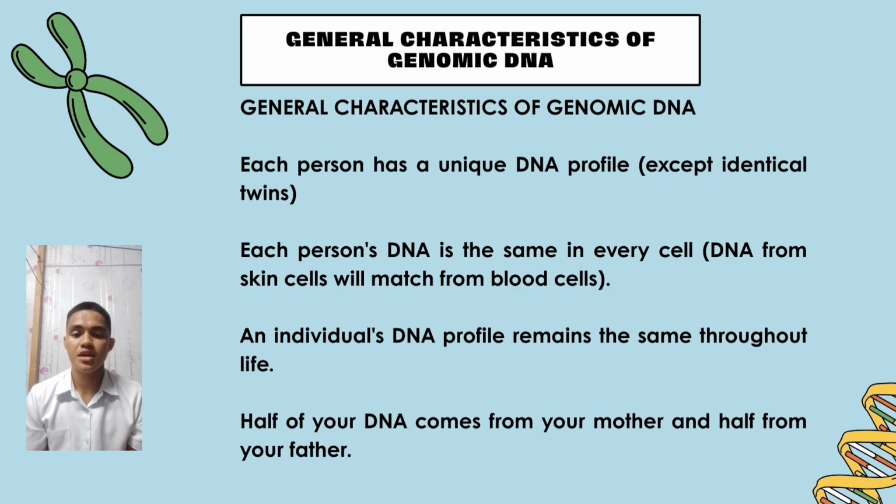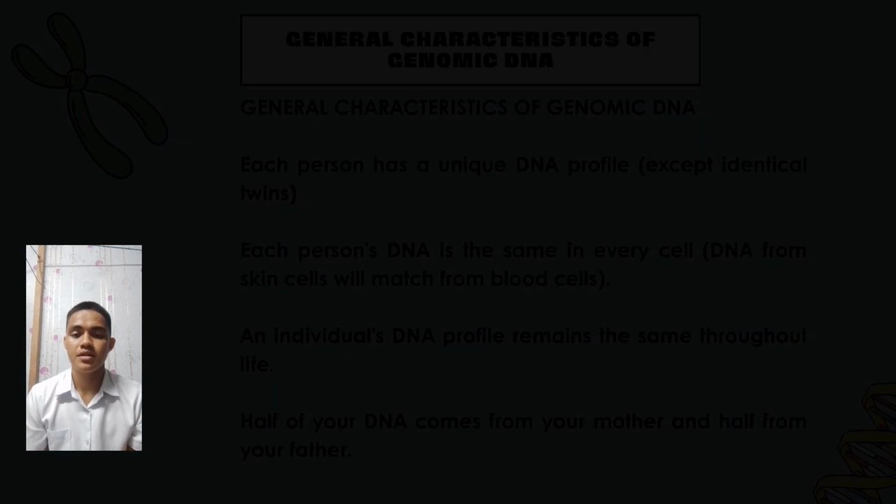General characteristics of genomic DNA. Each person has a unique DNA profile except identical twins. Each person's DNA is the same in every cell. DNA from skin cells will match DNA from blood cells. An individual's DNA profile remains the same throughout life. Half of your DNA comes from your mother and half from your father.